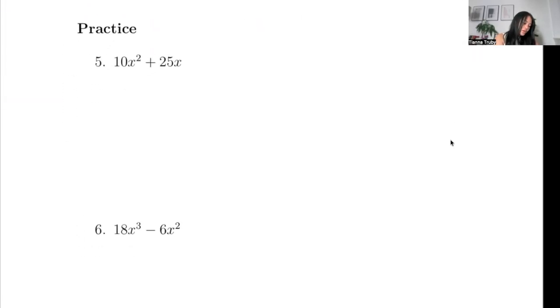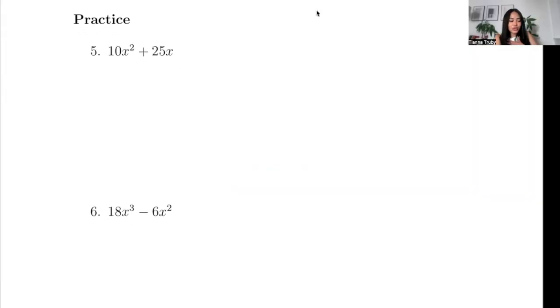So I'm just going to pop up these 2. I will let you solve it. I suggest you pause here and give it a try before I give you the answers.